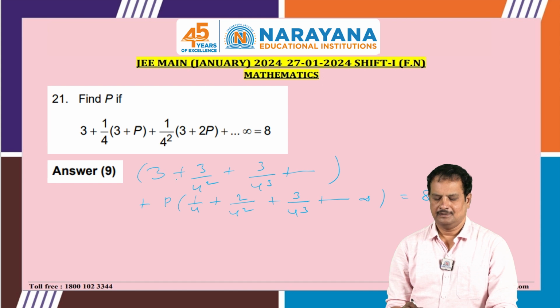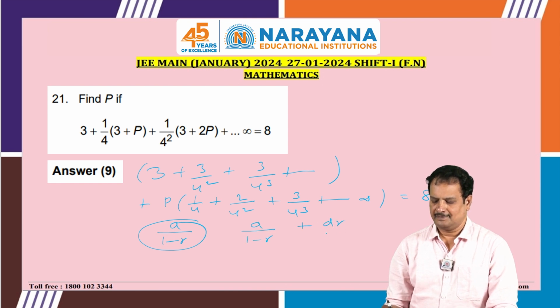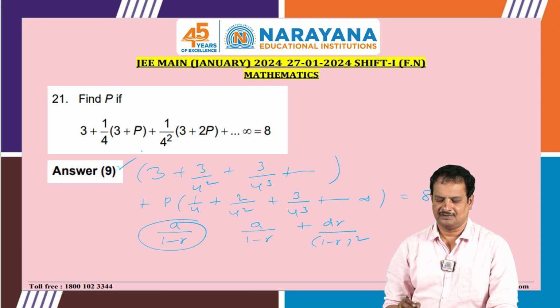First one, when you take 3 common, it's an infinite GP. Second one, p into, it's an AGP concept. AGP concept you can apply for this one. Okay, so what is the first one? To calculate that one, you use the formula a by 1 minus r, which is the formula for the sum to infinite terms of GP. Similarly, what is the sum to infinite terms of AGP? You can just apply a by (1 minus r) plus dr by (1 minus r) whole square. This is the sum to infinite terms of AGP. Okay, so if you apply these two, you'll get the p value as 9. Okay, that is the answer for this one.